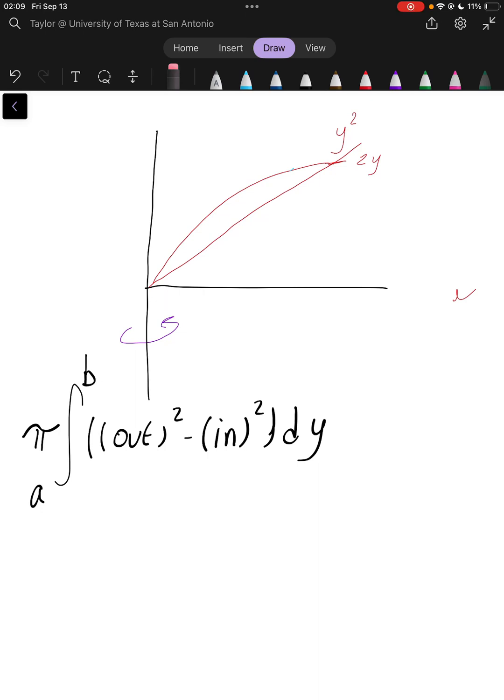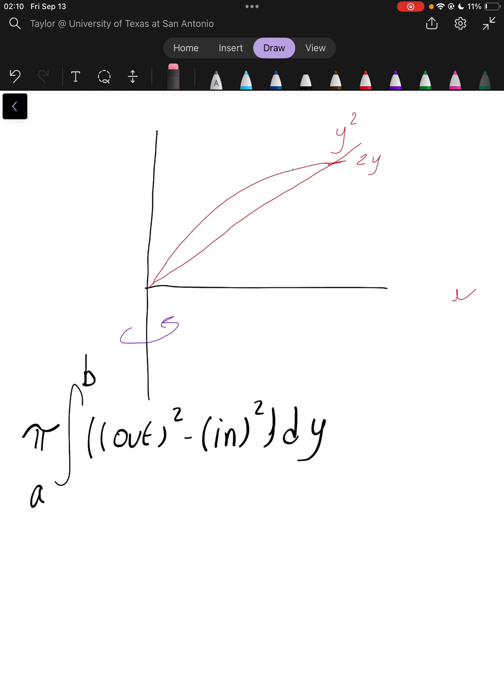Howdy guys, I'm back here with another washer method example here for y'all. So we're asked to find the volume of the solid obtained by rotating the region bounded by y squared equals x and x equals 2y about the y-axis.